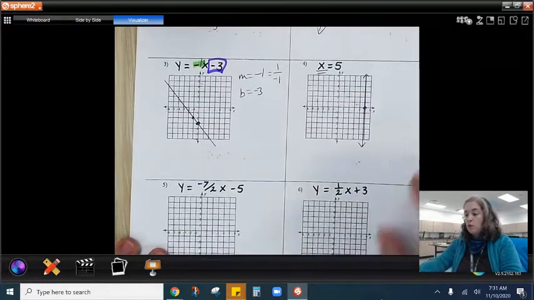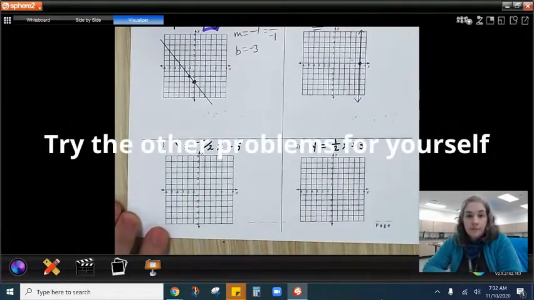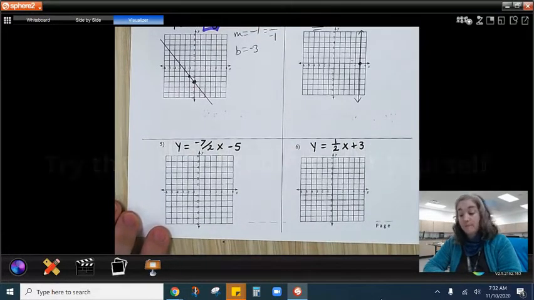So I want you to try these ones, okay? And if you are not able to print and actually use graph paper, I have a separate video on graphing using Kami, and it will work just fine for you because I'm going to require that you graph.